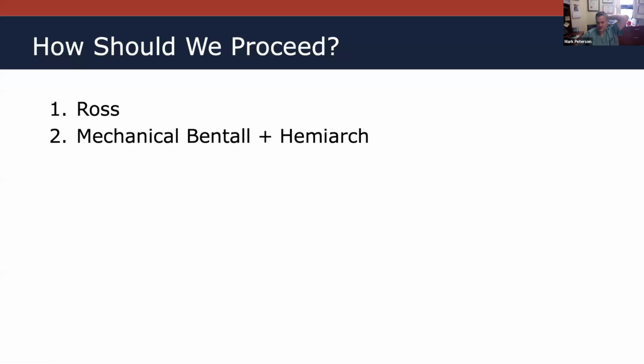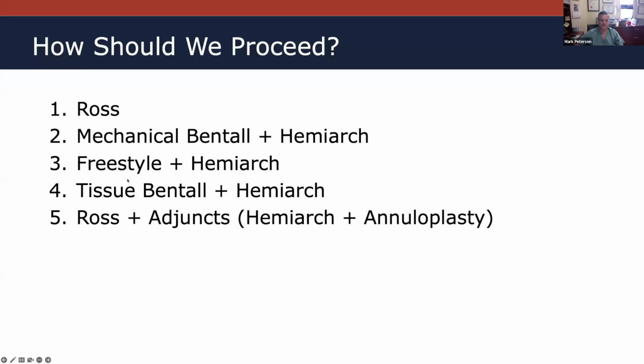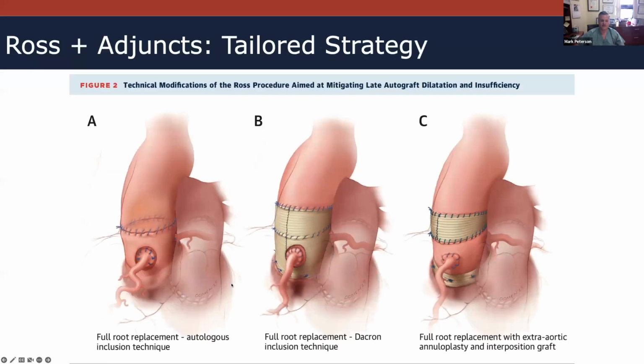I would have probably done a mechanical Bentall or a tissue Bentall, freestyle Medtronic porcine root for older patients. They do tend to calcify over 10 years, and then the reoperations are somewhat challenging. So these are the various options. And then I say Ross plus adjuncts because of the annular dilatation and the ascending aortic dilatation.